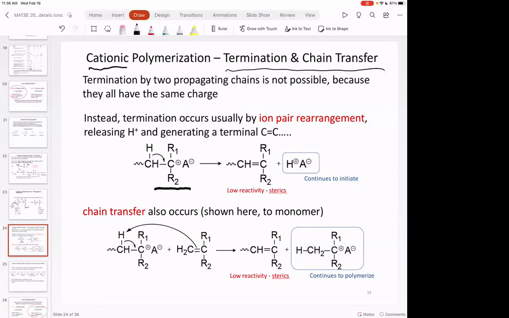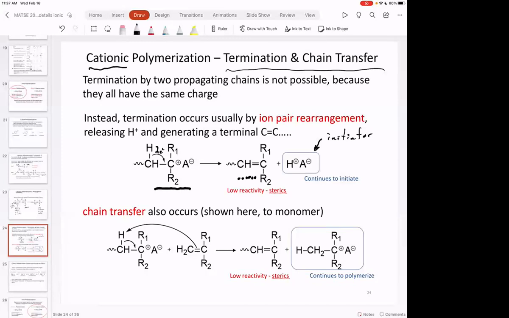And so termination usually occurs by what's called ion pair rearrangement. That's a very fancy name for saying that these two electrons, we push those arrows down, we get a double bond. Great. And we reform our initiator. It's called ion pair rearrangement because nothing's disproportionating. What also is happening in terms of the difference of this termination mechanism.